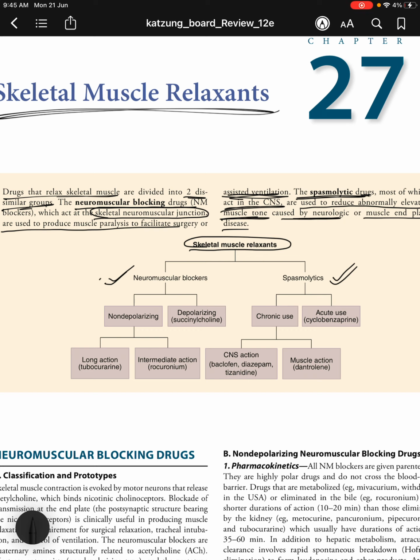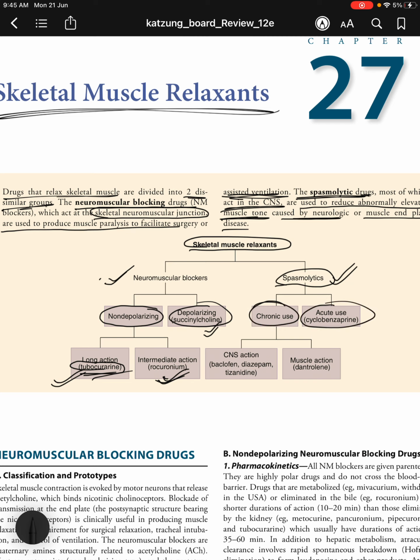Neuromuscular blockers are used to produce muscle paralysis to facilitate surgery or assisted ventilation. In neuromuscular blockers, we have two categories, non-depolarizing and depolarizing. In depolarizing, you have succinylcholine, which works by persistent depolarization of the NMJ. Coming to non-depolarizing, we have long action and intermediate action drugs. Long acting drugs include tubocurarine, which is a competitive inhibitor, and for intermediate action we have rocuronium.